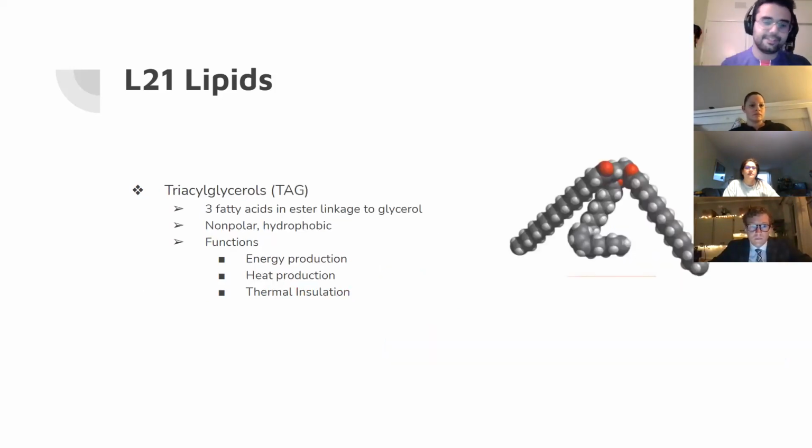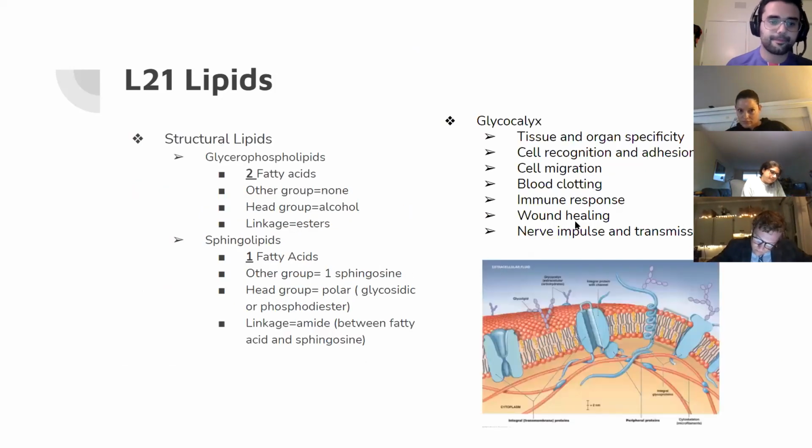So triacylglycerols are really important for energy production and heat production as well. These are actually three fatty acids in an ester linkage to glycerol. Very important. It's an ester linkage. That's a very key thing that you should know. It's an ester linkage. These are also nonpolar and hydrophobic.